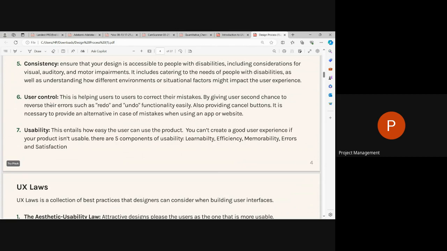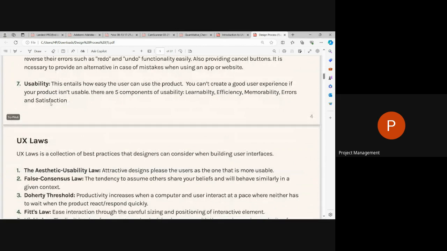So then we also have the last one, which is usability. Make sure that your product is usable by your user. They are easy to use, because you can't create a good user experience if your product is not usable. You have to make sure that your products are usable. So we have 5 components of usability. We have the learnability, the efficiency, the memorability, the errors and satisfaction.